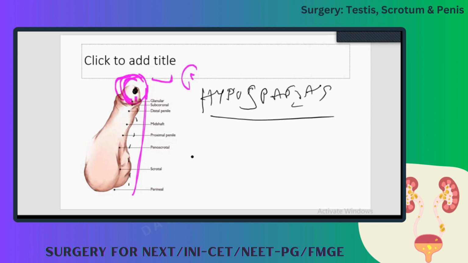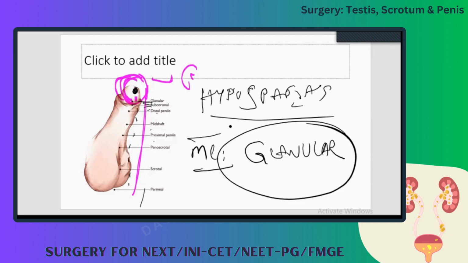So the most common, one question only from here. The hypospadias may be at the glandular level, subcoronal, distal penile, mid shaft, anywhere. But the most common is glandular. It is on the glans. Hypospadias, most common site, glandular. Just remember that.